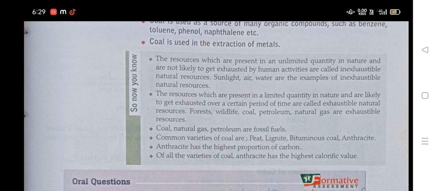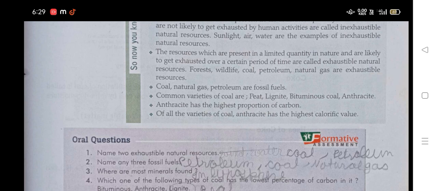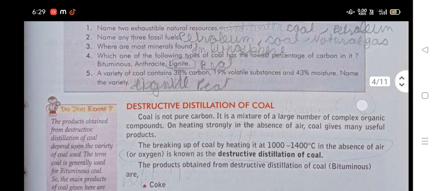Coal, natural gas, and petroleum are fossil fuels. Common varieties of coal are peat, lignite, bituminous coal, anthracite. Anthracite has the highest proportion of carbon. Of all the varieties of coal, anthracite has the highest calorific value.